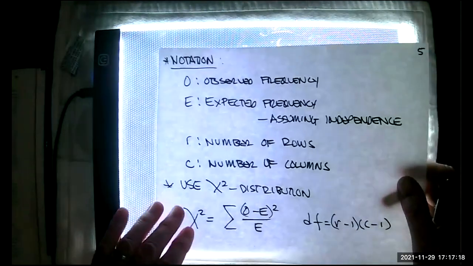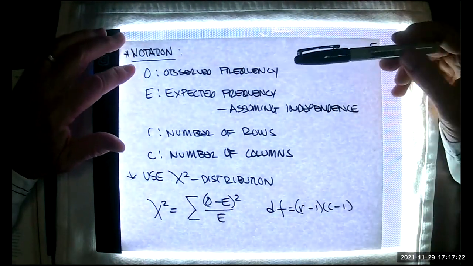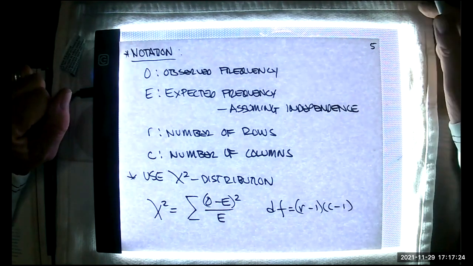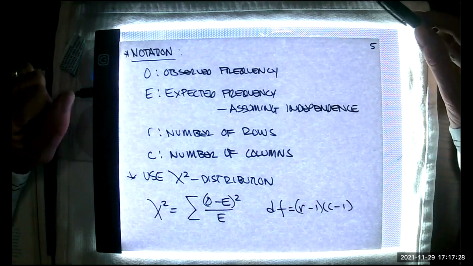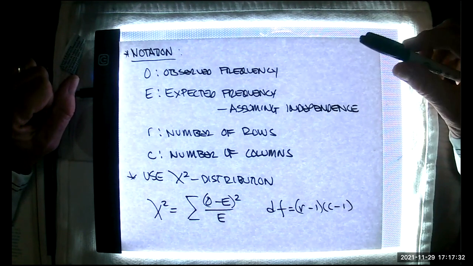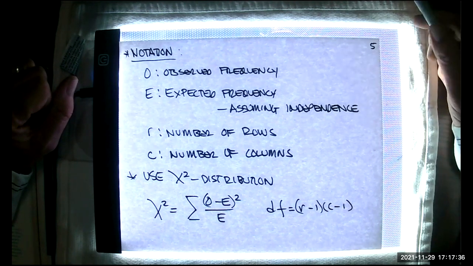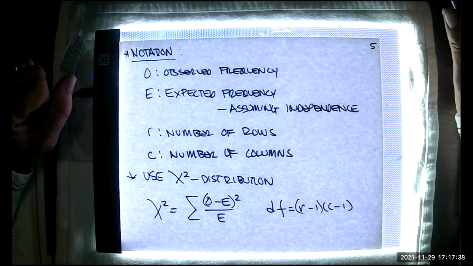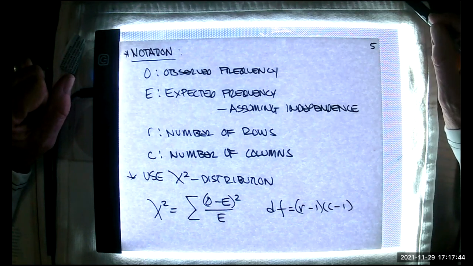I do have some notation to share. Some of it we've seen before, some of it's a little new. O will stand for our observed frequencies. Those are the values that we're going to see in our contingency table. E will stand for the expected frequencies. Those would be the frequencies we would expect, assuming independence. Little r is going to mean the number of rows, and little c will give us the number of columns.